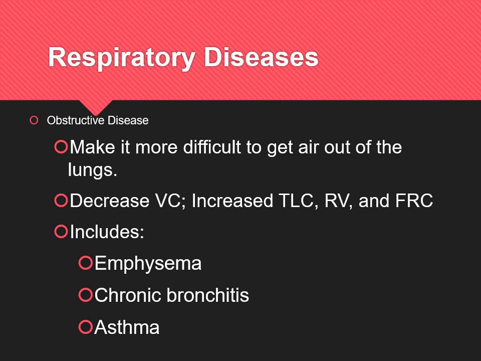And then we have obstructive diseases that are making it harder to get the air out of the lungs. So it's harder to actually exhale or get rid of the air. It's going to decrease our vital capacity, but it does increase some of the other amounts. And so emphysema, chronic bronchitis, asthma, these are things that make it harder to get the air out of the lungs.